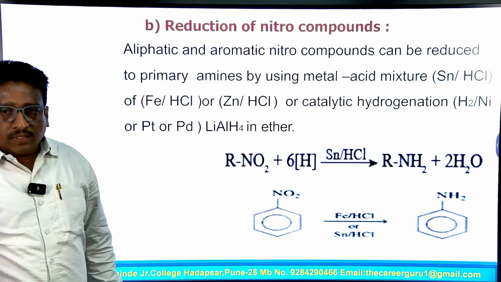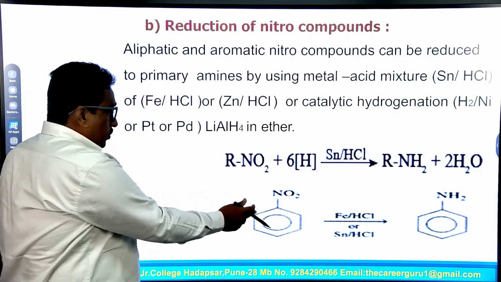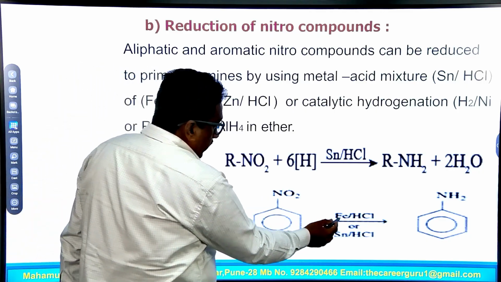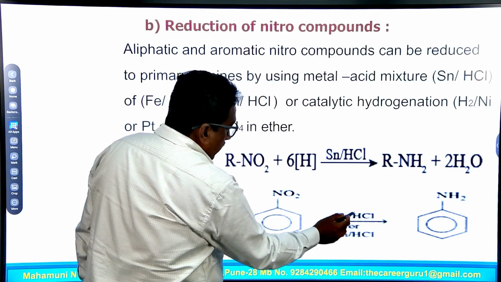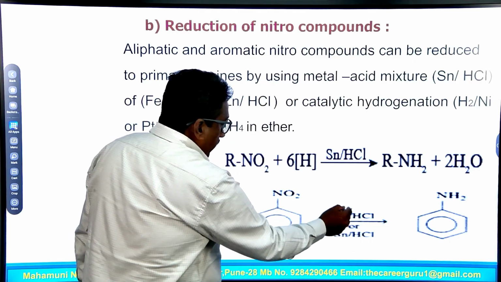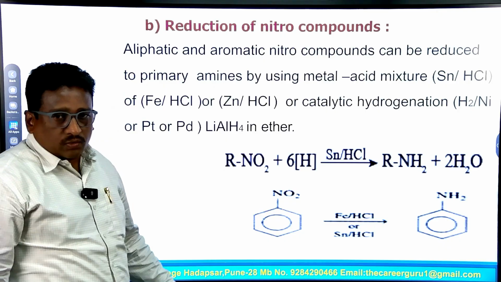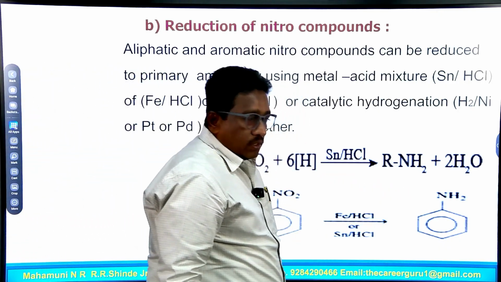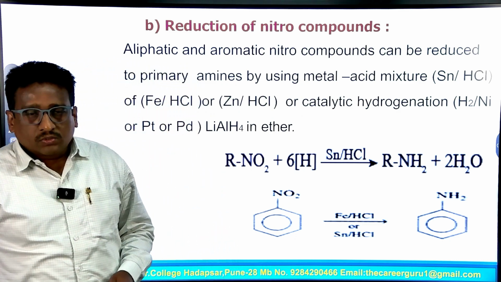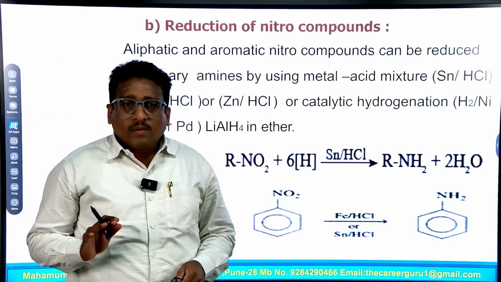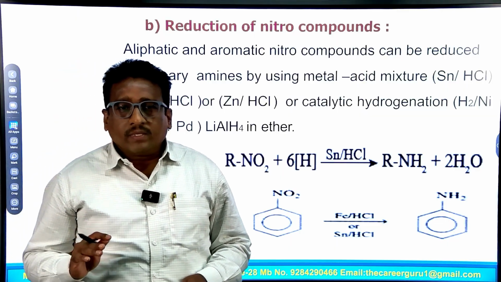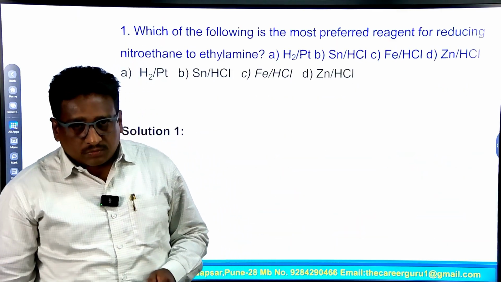Another example, aromatic nitro compound. The nitro group is attached to the benzene ring. Using Fe and HCl or Sn/HCl, this reducing agent reduces nitrobenzene, and the nitro group is converted into NH2 group to form aniline. So, aniline is also an example of primary amine. This method is useful only for the preparation of primary amine from nitro compounds.